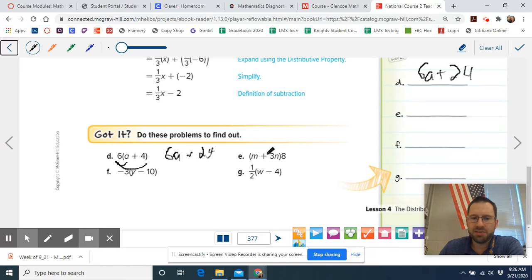Now, if you have the same variable, you could put those together. So here, the M and N are not the same variable. So 8 times M is 8M. 8 times 3 is 24. So bring the N along.